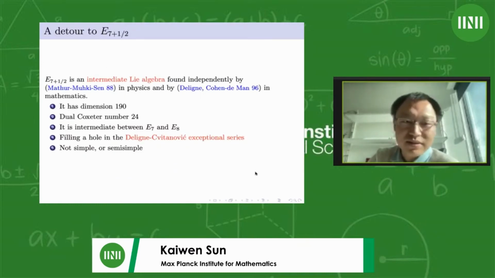This is a so-called intermediate Lie algebra. It was independently found by physicists and mathematicians. The physicists' paper is what I mentioned, Masamichi Sen's paper, and it was also found by mathematicians independently in representation theory by Deligne, Cohen, and de Man, both in 1996. This algebra is not simple or semi-simple, but it behaves like a simple Lie algebra in many ways. It has dimension 190 and dual Coxeter number 94, and it fills a hole in the Deligne-Cvitanović exceptional series between E7 and E8. So it is some sort of intermediate algebra between E7 and E8.